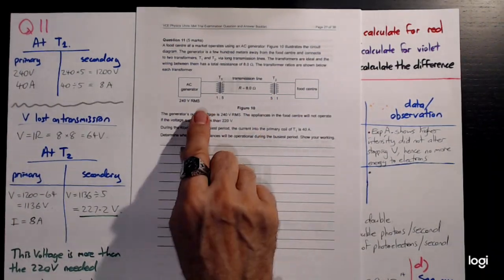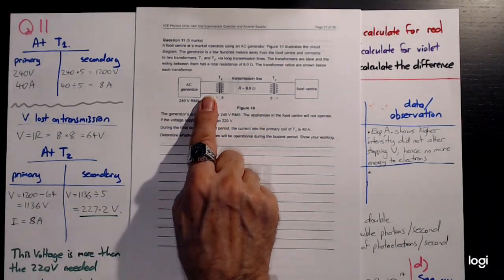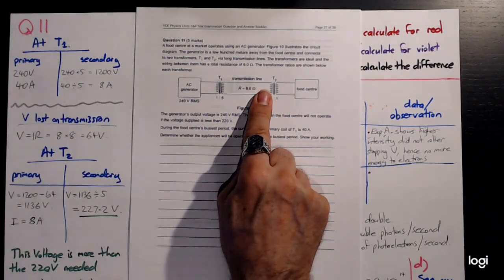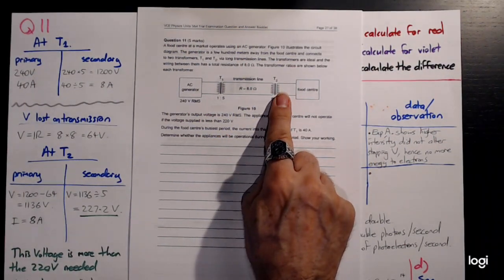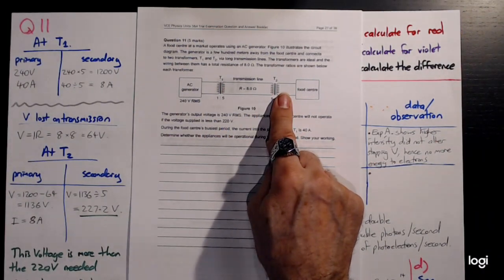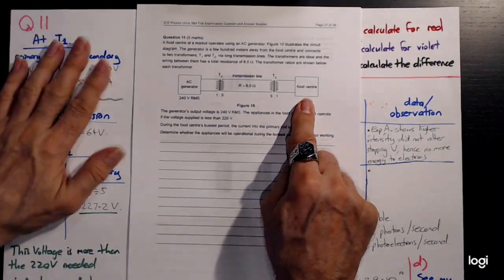So you've just got to figure out what the voltage is. Well, you know what the voltage here is: 240. What's it going to be over here? What's it going to be when it gets to here? What's it going to be when it gets to there? And if that's more than 220, then everything's fine. If it's less than 220, the appliances won't work. So this is how you do it.